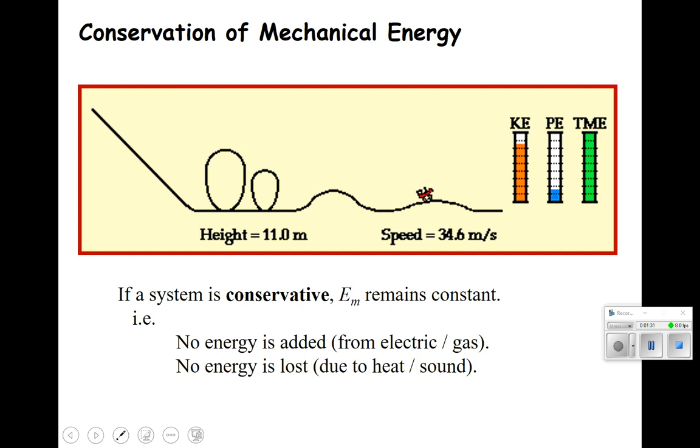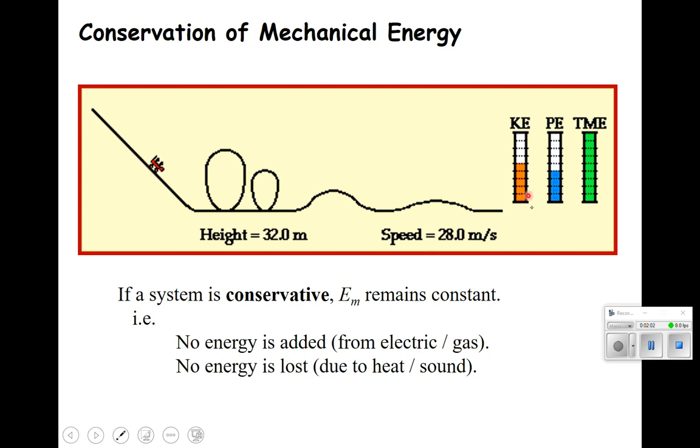Cool. So if you just take a moment to check out the animation up here, the little cart starts way up at the top, and then it falls down and then goes up the loop. We'll wait till it starts over again. So we're starting at the top with lots of potential energy.